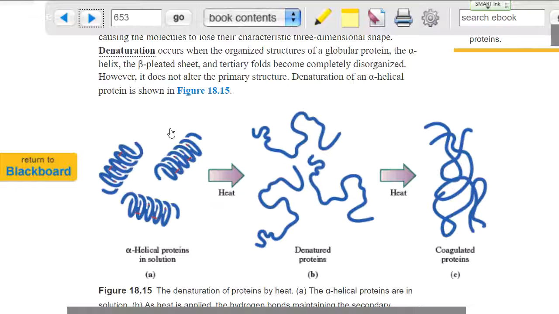So we'll look at that more after the exam when we get into some of the function of proteins and talk about why they have to do that and why they have to be their specific shapes that they have to be.